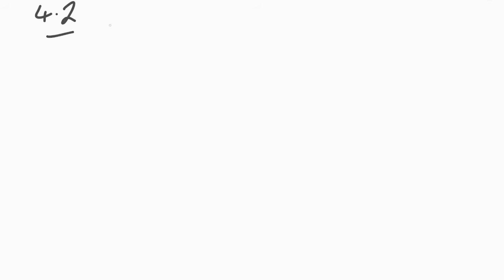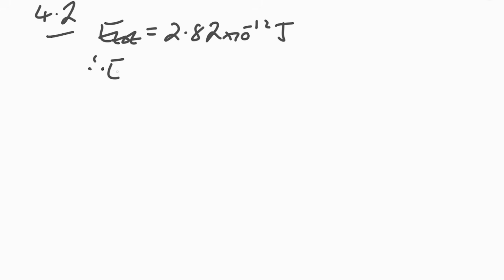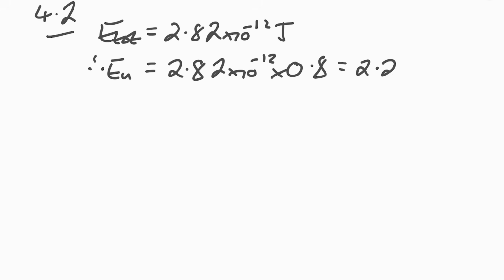4.2, combined kinetic energy of the helium nucleus and the neutron is that. Okay, so total kinetic energy is 2.82 times 10 to the minus 12 joules. So therefore, the energy of the neutron is going to be 80% of that. So I'm just going to say times by 0.8. Don't think I need to do the standard Fermi bit. And that gives us 2.256 times 10 to the minus 12 joules.